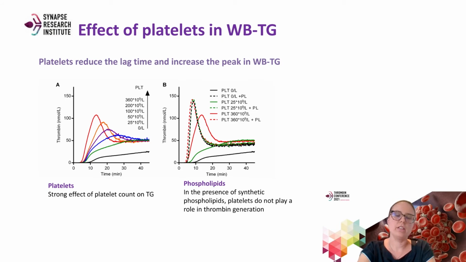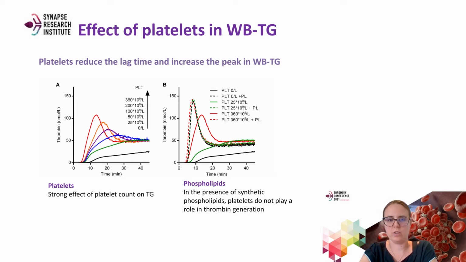So our assay is sensitive to the count of platelets. As you can see from the figure, if you increase the amount of platelets present in the assay, you see that the lag time is shortened and that the peak of thrombin generation and also the amount of thrombin generation is increased. And we also added synthetic phospholipids.